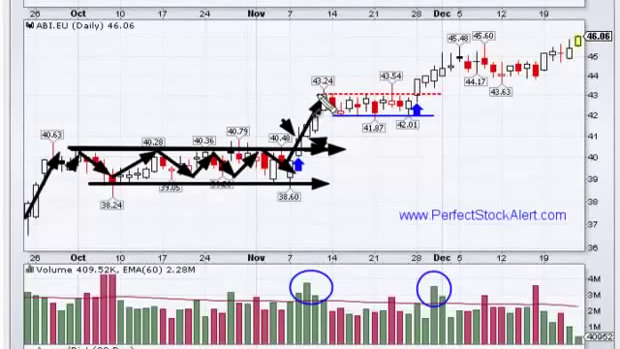You draw your resistance line off of the highs of the candlesticks, or the highs of the wicks off the tops. I prefer the candlesticks themselves. And then you look for the breakout where price actually closes above that. When you get that signal, that's your buy signal. You want to be a buyer the very next day at the open.